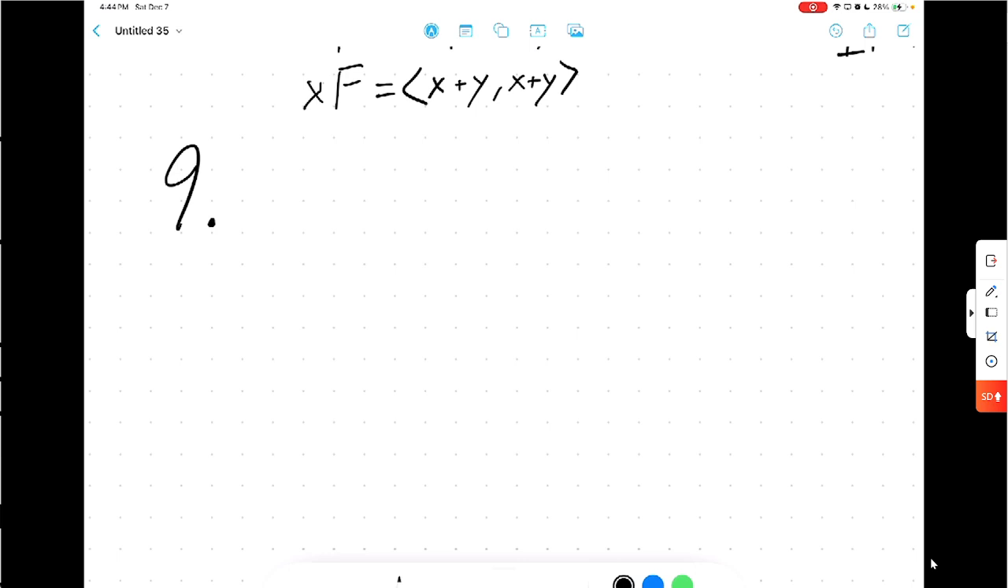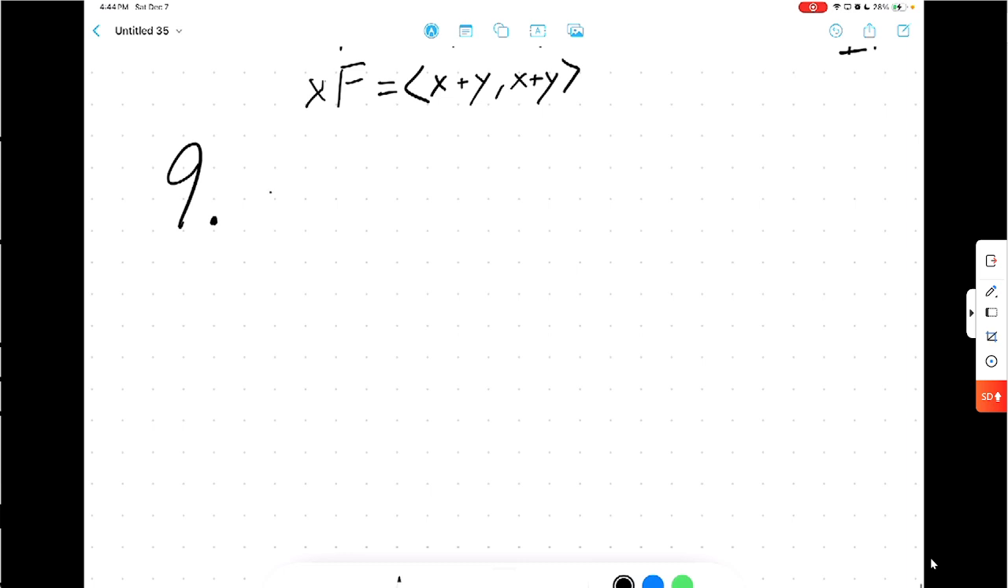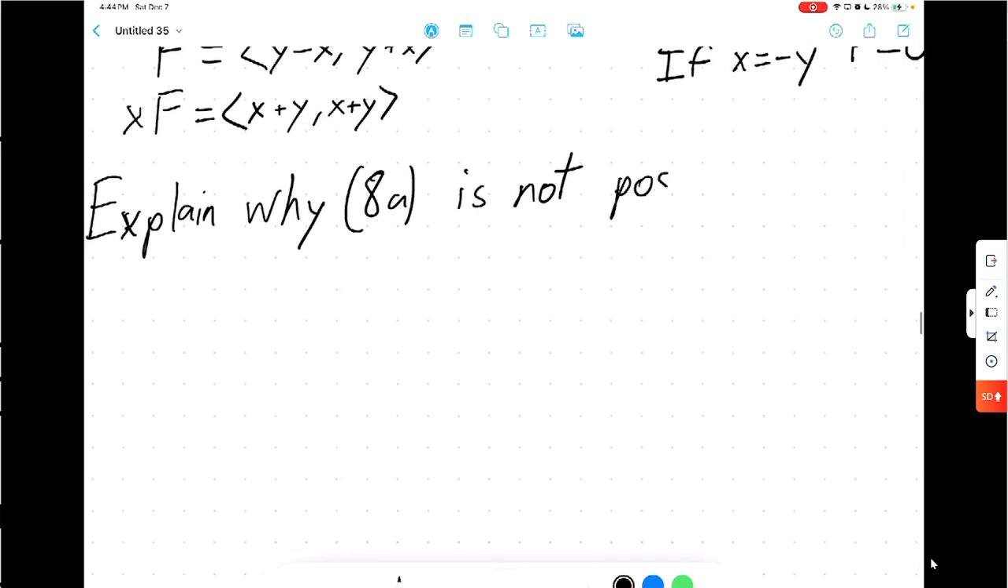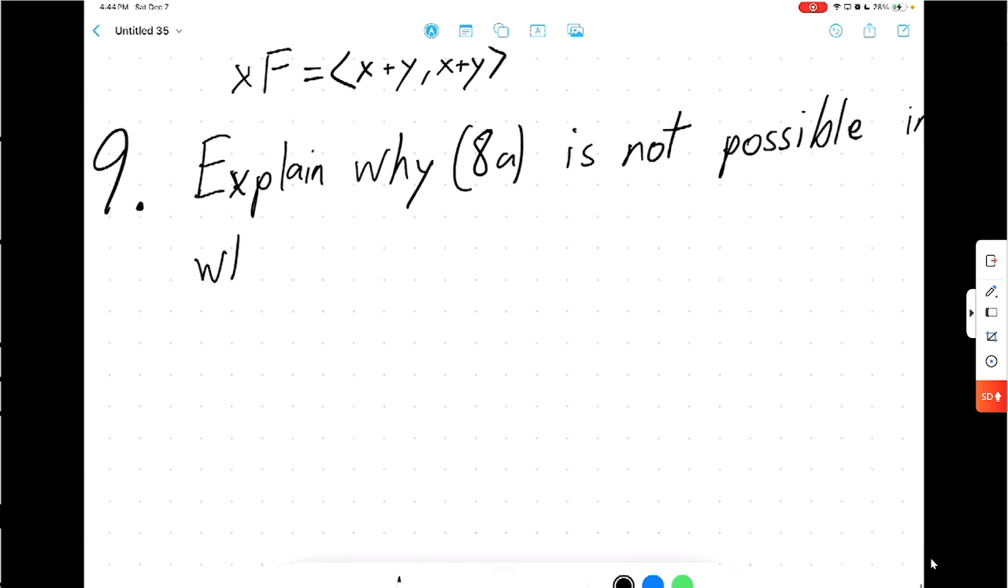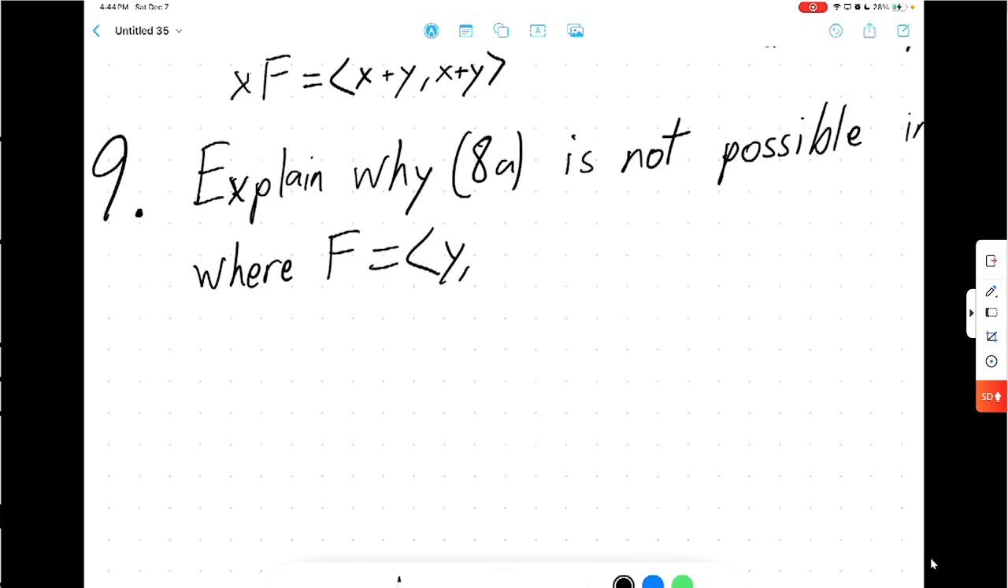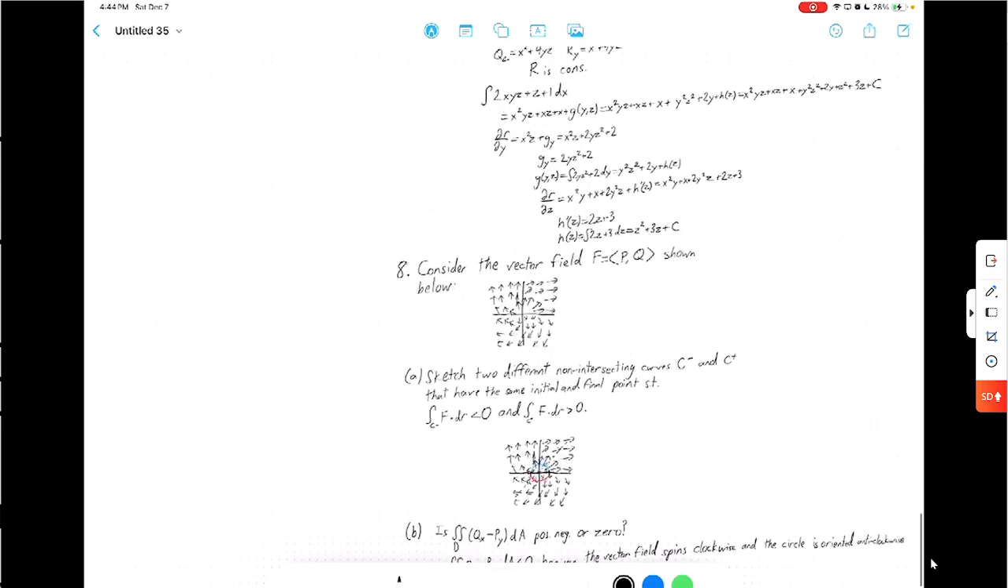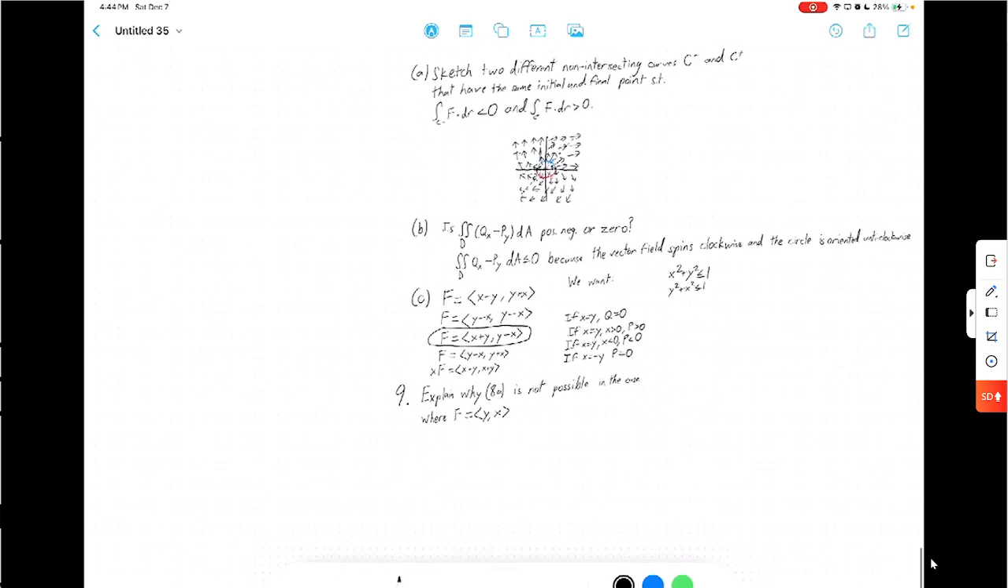Okay. So part A of the previous question asks why 8A is not possible in the case where f is equal to y comma x. 8A is essentially just sketching two different non-intersecting curves that have the same initial and final point, such that one of them is less than 0 and the other one's bigger than 0. Explain why that's not possible.